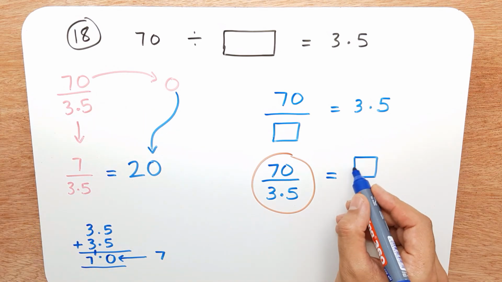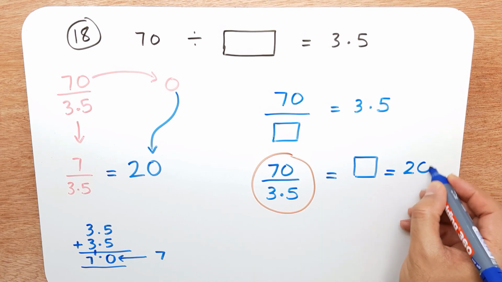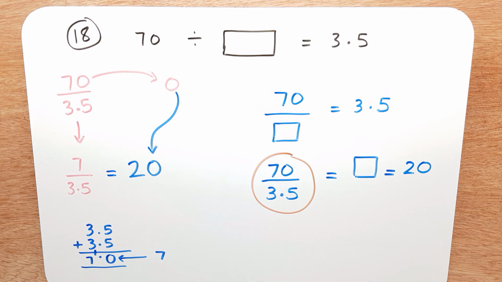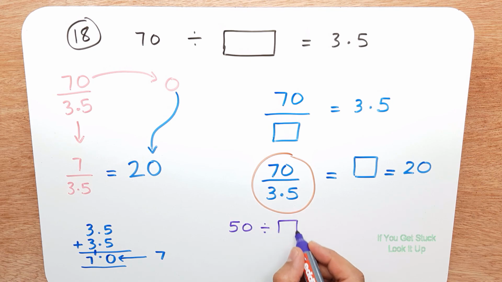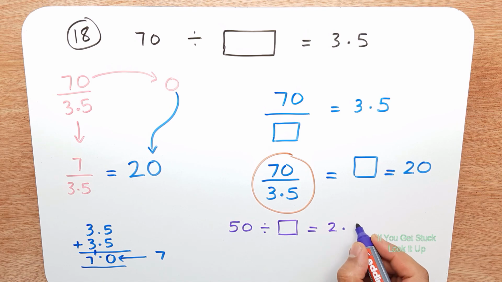So I can replace this box with 20. Now you can try this one. 50 shared by something equals 2.5.